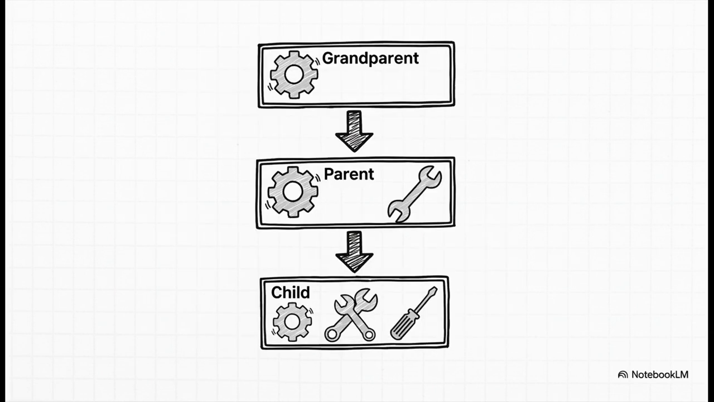We can actually take this idea and stretch it out into what's called multi-level inheritance. Think of it like a family line. You have a grandparent class, then a parent class inherits from that, and then a child class inherits from the parent. And here's the really cool part. The child class gets all the traits from both its parent and its grandparent. It's like inheriting your dad's sense of humor and your grandpa's hairline.